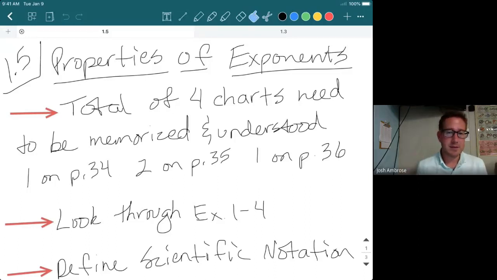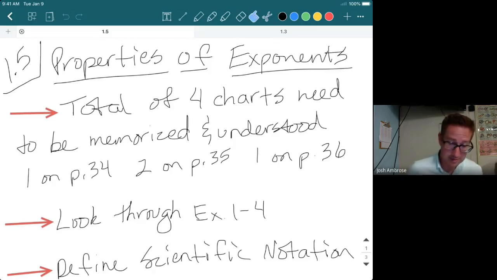All right, Algebra 2. Here we go, guys. We are starting to look at Section 5, Properties of Exponents. So go ahead and open up your textbooks to page 34. All right, so that's where I am right now.